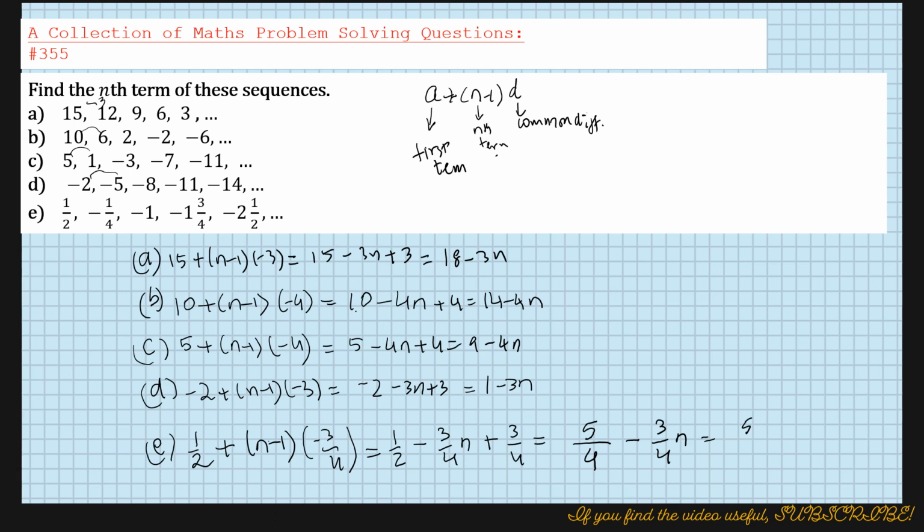Or if you wanted to convert it into decimals, we can write it as 1.25 minus 3 out of 4 is 0.75n. So that is how we would work out these questions.